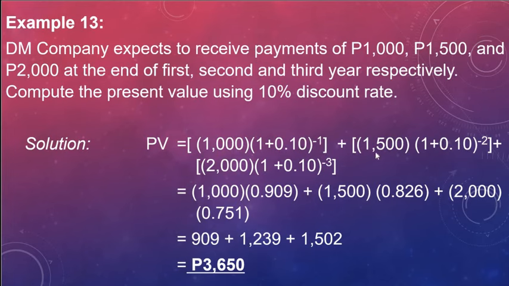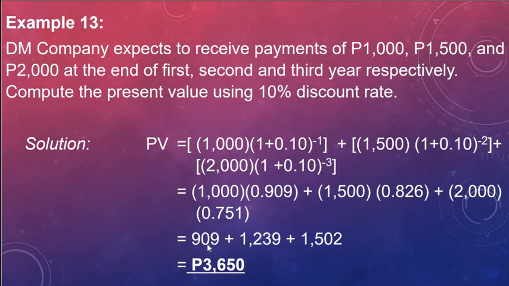Yung 1,500, matatanggap mo siya at the end of the second year. So, yung computation mo, 1,500 times 1 plus 0.10 raised to the power of negative 2. And then lastly, yung 2,000 matatanggap mo at the end of the third year. So, that's 2,000 times 1 plus 0.10 raised to the power of negative 3. So, ito yung mga present value factors nila.